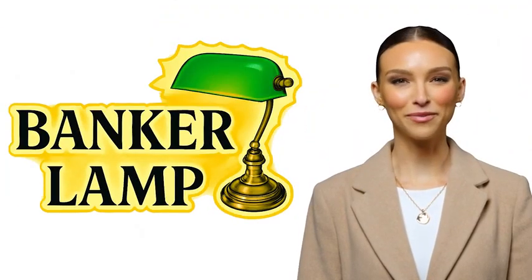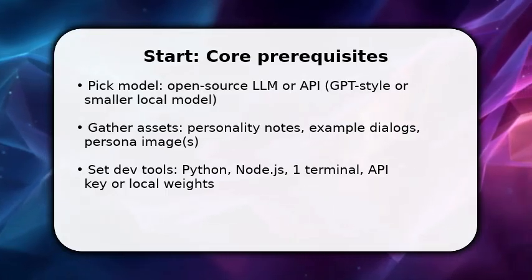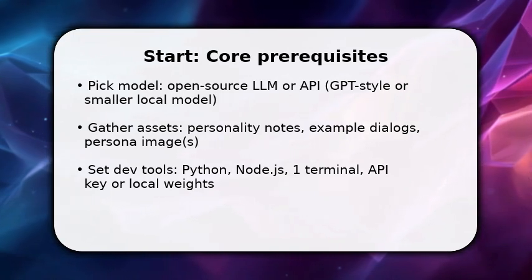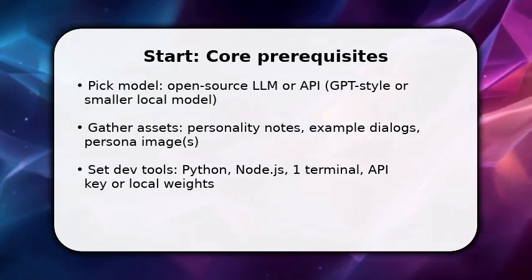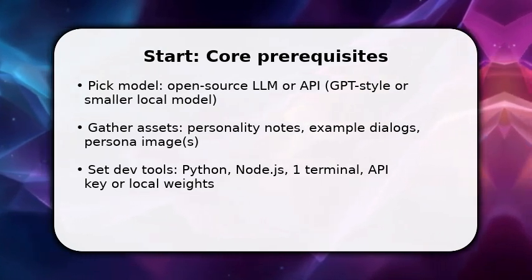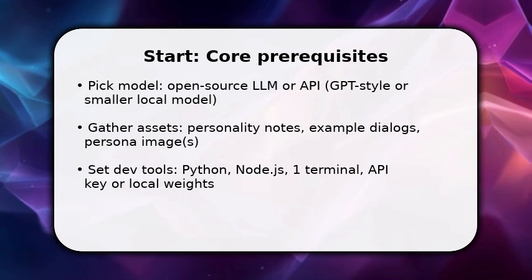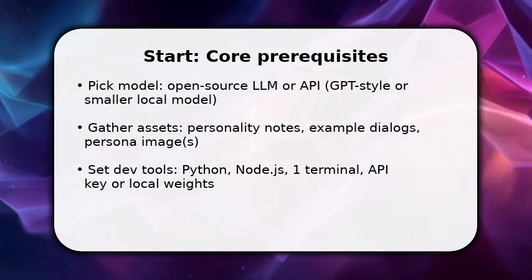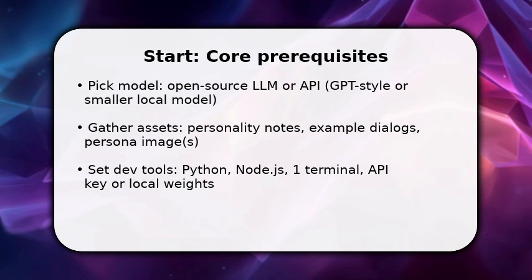Please enjoy the video. You begin by choosing a model and why that matters. Smaller local models give privacy while hosted APIs give scale. Once done, collect persona assets, a 2-3 paragraph backstory, sample dialogues, and one avatar image to anchor behavior.